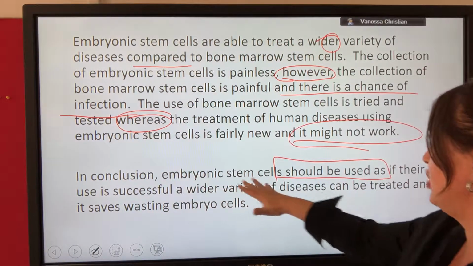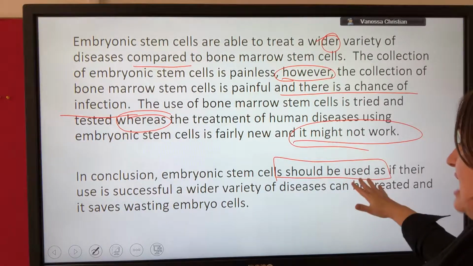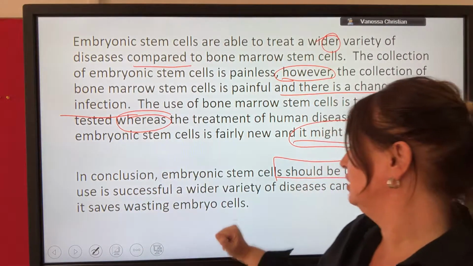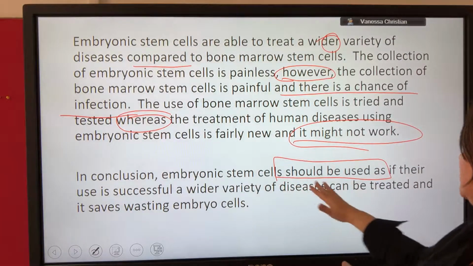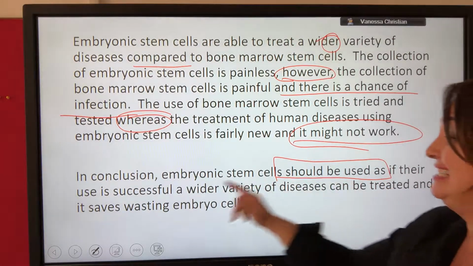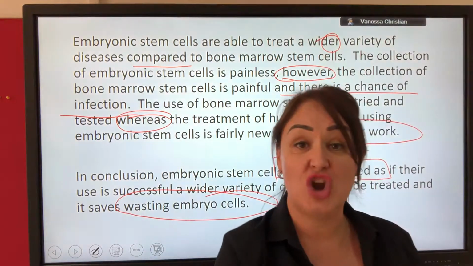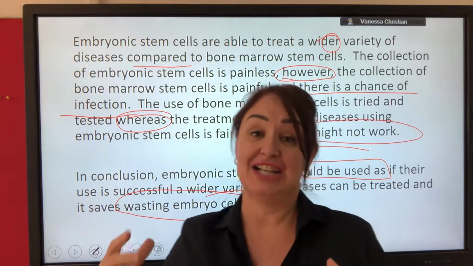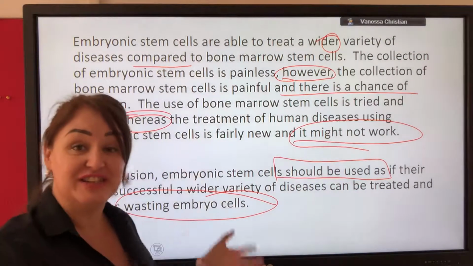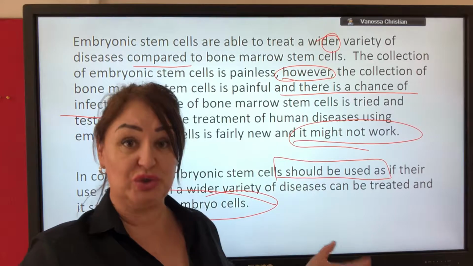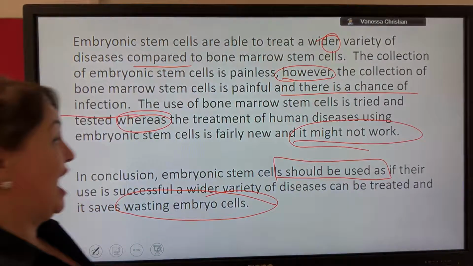In conclusion, embryonic stem cells should be used as if their use is successful, a wider variety of diseases can be treated, and it saves wasting embryo cells. We've not mentioned that yet, and so we've given a very definite answer to which type we think should be used, and we've explained our answer as well.